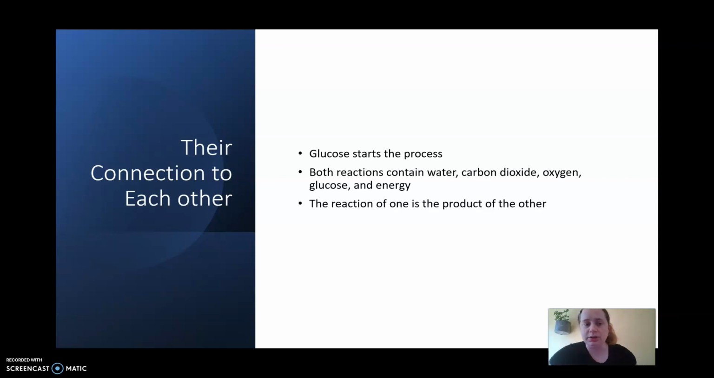So their connection to each other between cellular respiration and photosynthesis is that glucose starts the process for both of them and is really at the center of it. So plants are unlike people because people need to eat to create glucose, and plants can absorb that from the light and create their own glucose. Both of their reactions do contain water, carbon dioxide, oxygen, glucose, and energy. It just all depends on where it is.